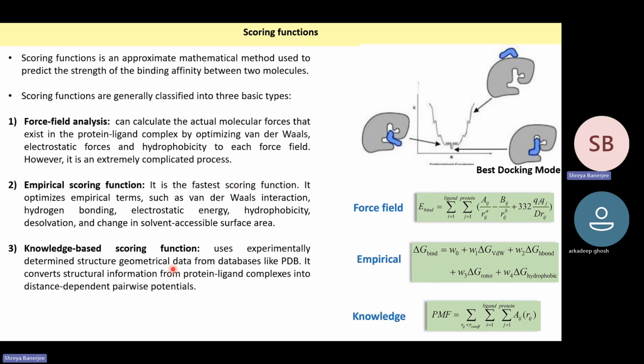And the third kind is the knowledge-based scoring function, where experimentally determined structured geometrical data is used from databases like PDB. So it converts structural information from protein ligand complexes to predict that the unknown protein ligand complex, how much binding it will show. So using these kind of scoring functions, the binding affinity between the ligand and target is predicted to optimize a lead molecule.